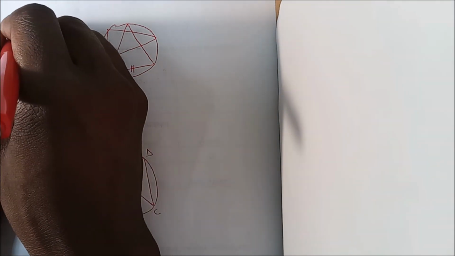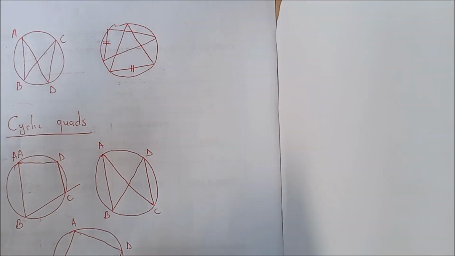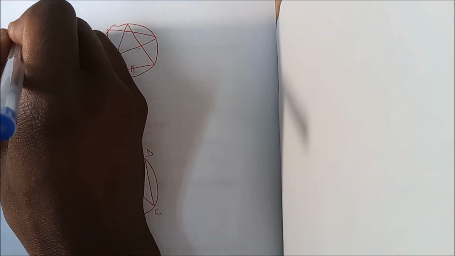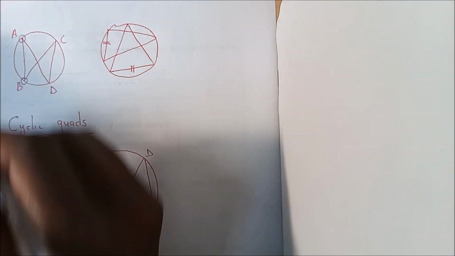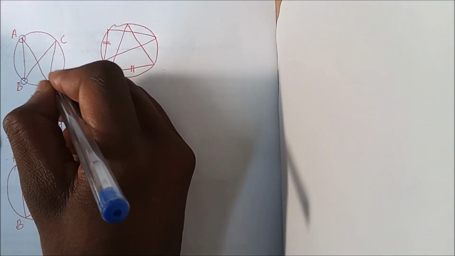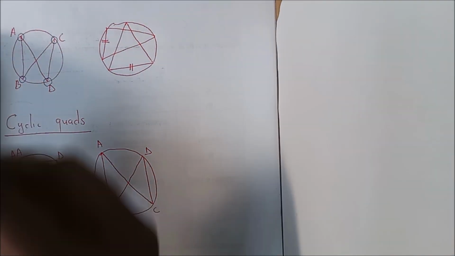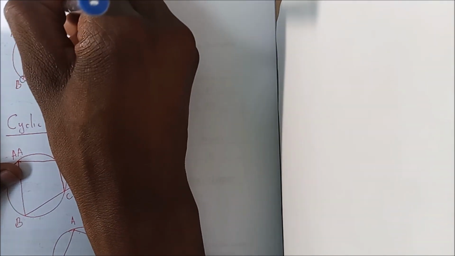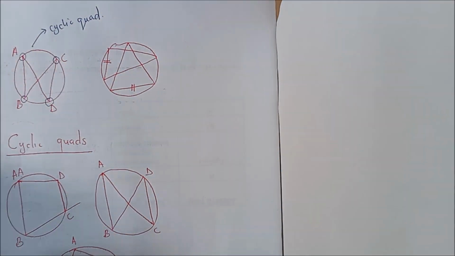So suppose this is A, this is B, this is C, and this is D. Now with this one, this is a cyclic quad. Why am I saying it's a cyclic quad? Because let's look at the points. Point A, where do you find it? It's on the circumference. Point B, it's on the circumference. Point D, on the circumference. Point C, on the circumference. So that means this is a cyclic quad, because all 4 points are on the circumference.